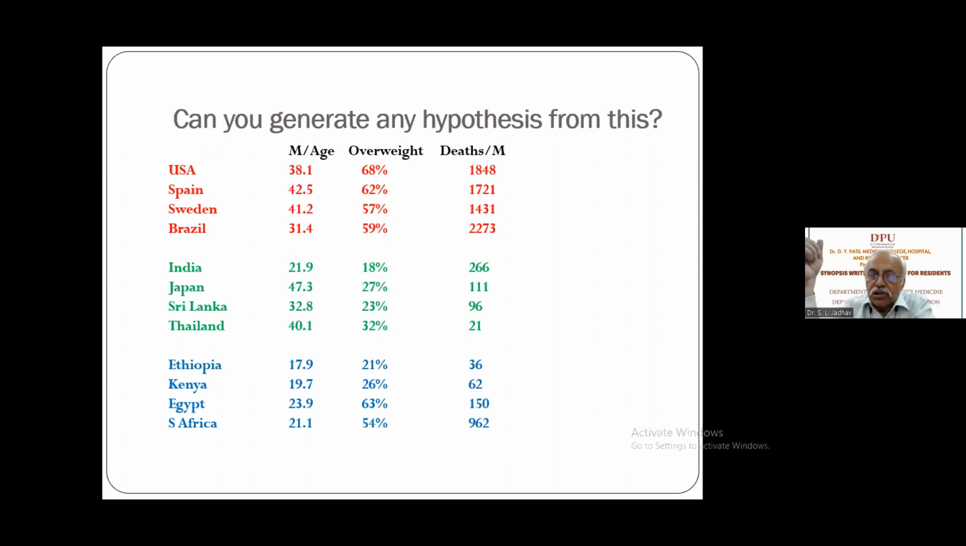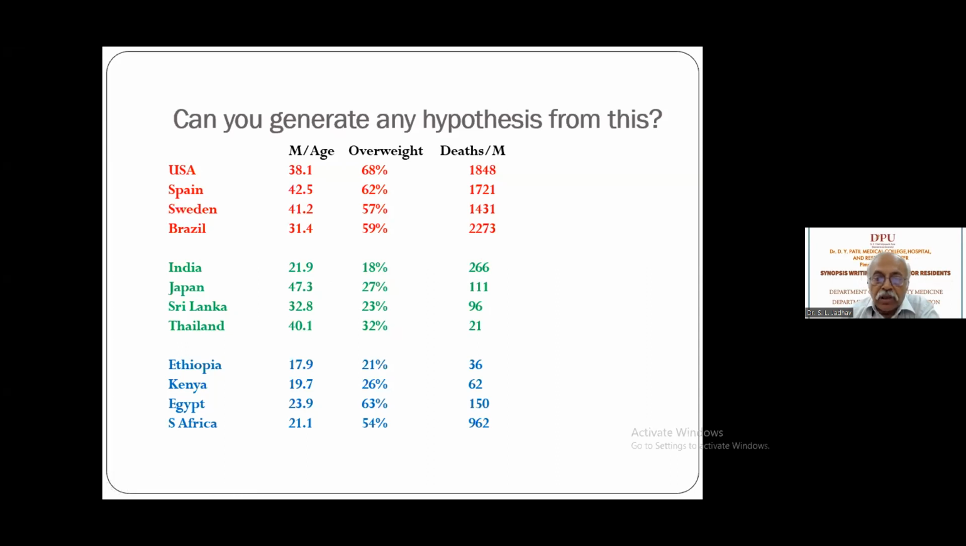And I am more confident of this hypothesis when I see some outliers. My hypothesis becomes stronger when I see certain outliers, like Brazil, which has a lower age, 30, but is overweight, almost 60, and its death is also in 4 digits like the Western countries. And Japan is another outlier, which has a higher median age of 47, but its obesity is 27, and it has a much lower fatality from COVID.